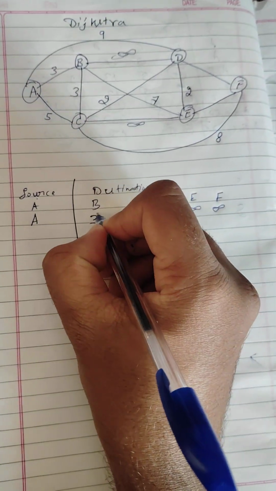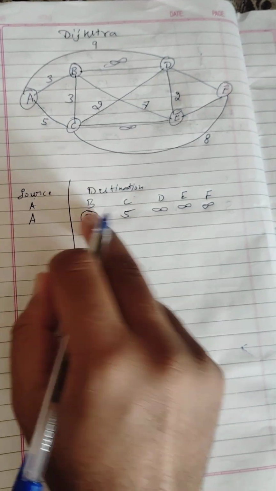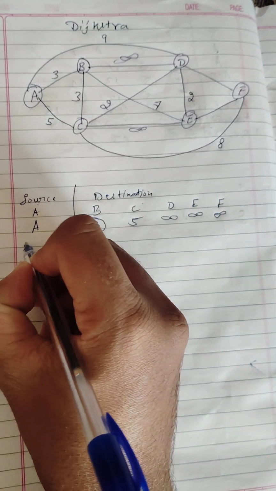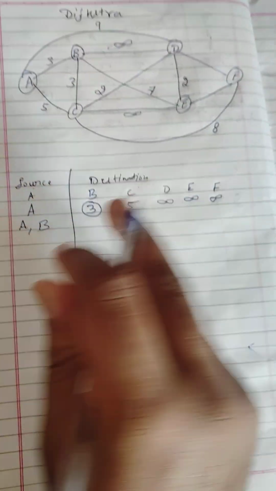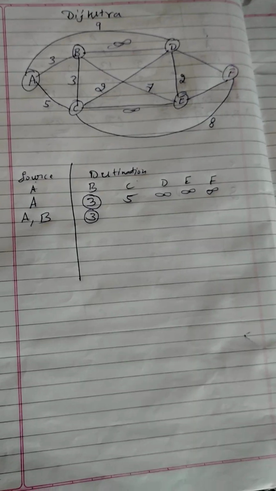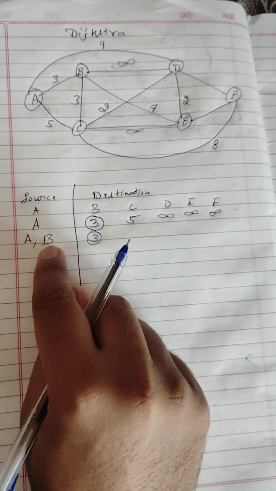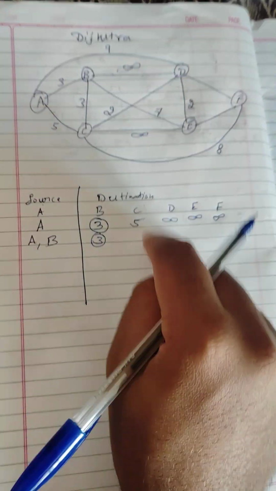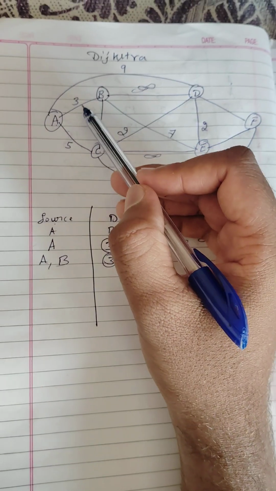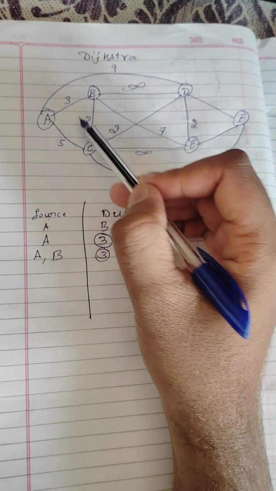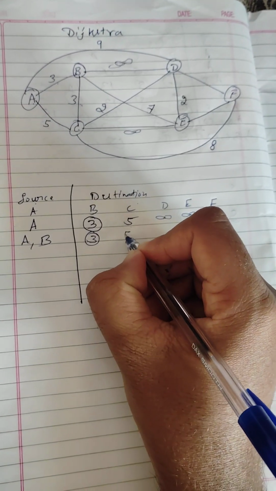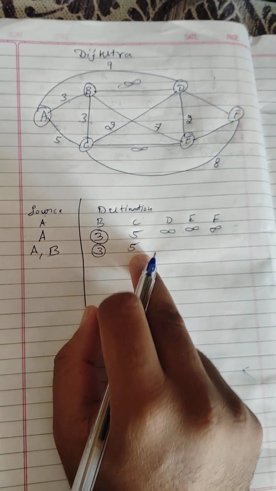Now we will release A, meaning B, because the shortest path to B is 3 only. So now we take A and B. From A and B we round up this 3. To go to C through B, 3 plus 3 is 6, but 6 is larger than 5, and 5 is shorter, so 5 will be taken.